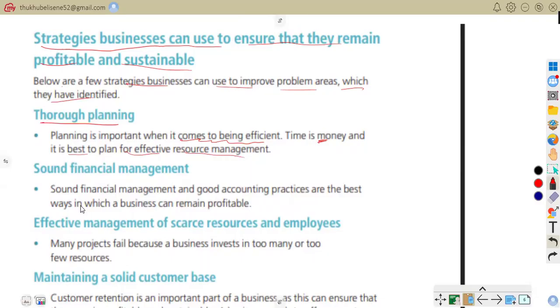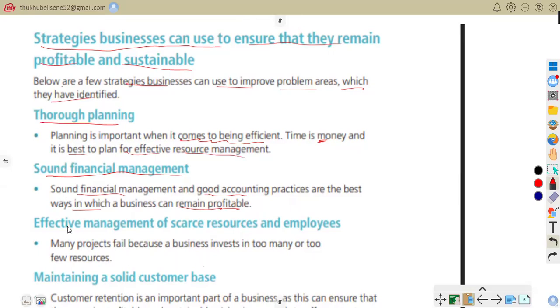That is that. Sound financial management. Sound financial management and good accounting practice are the best ways in which a business can remain profitable. So a business must manage its money carefully, keep accurate accounting records, and control expenses to remain profitable.